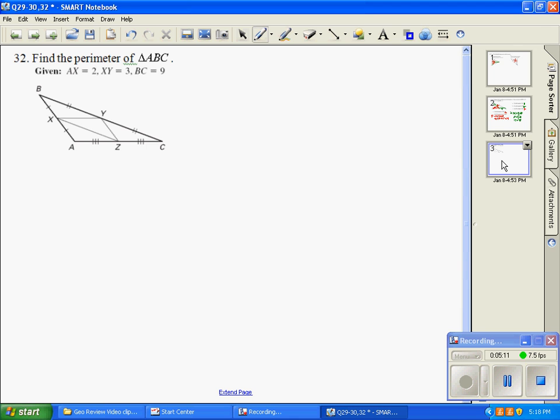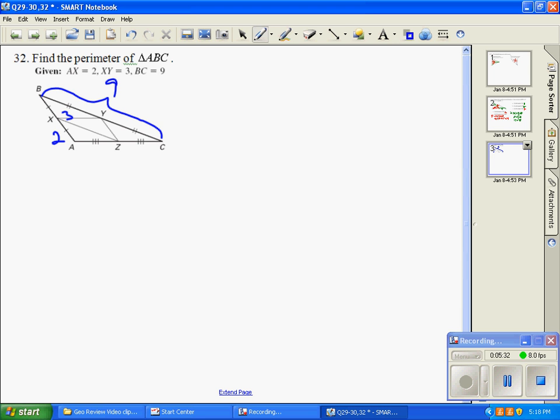Okay, so we want to find the perimeter of ABC. So let's mark what we have. We have AX is equal to 2. We have XY is equal to 3. And BC is equal to 9. So we have this full length right here, 9.